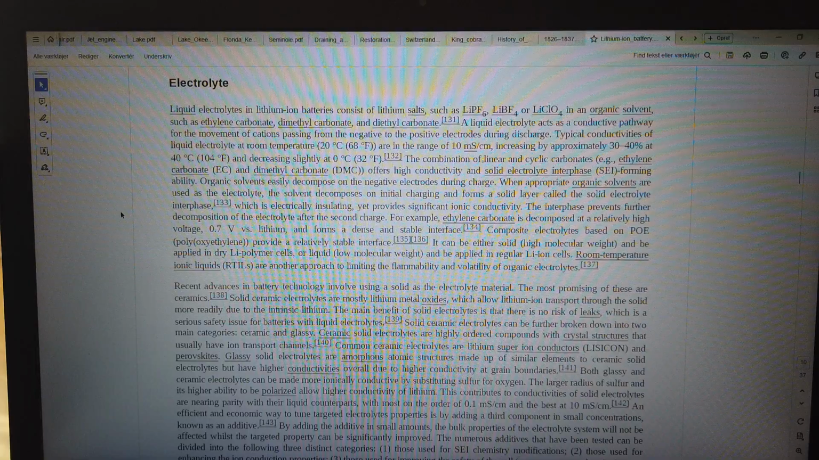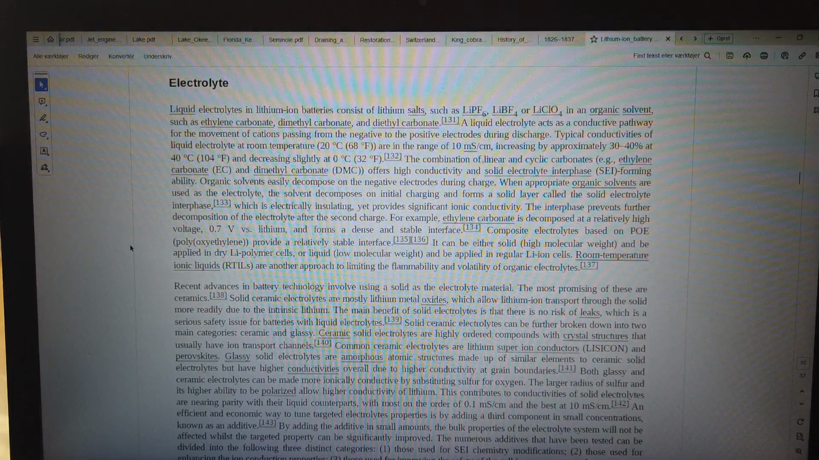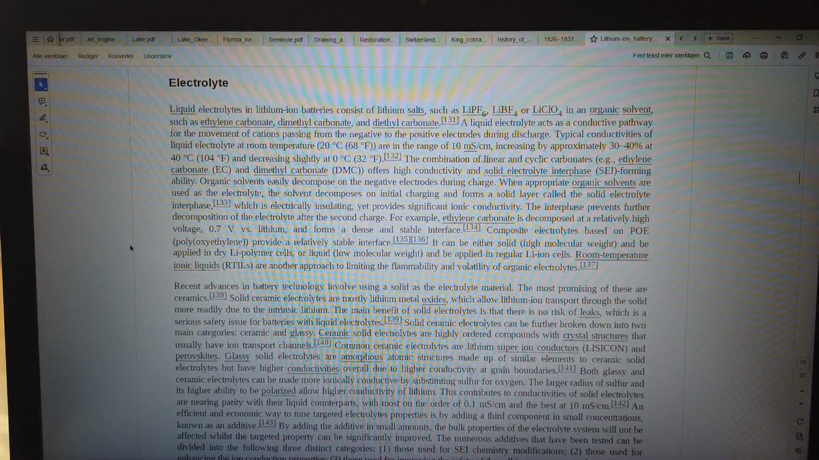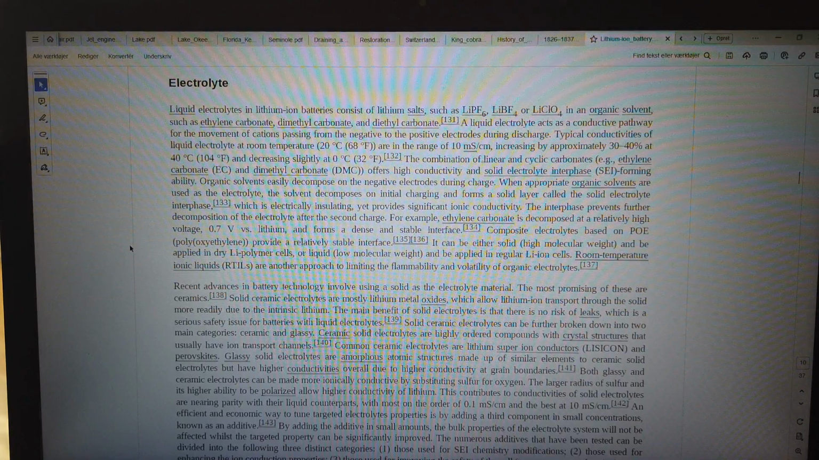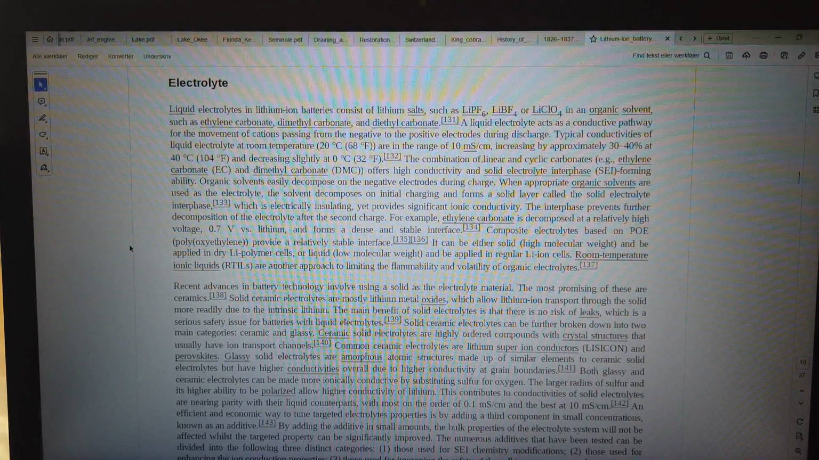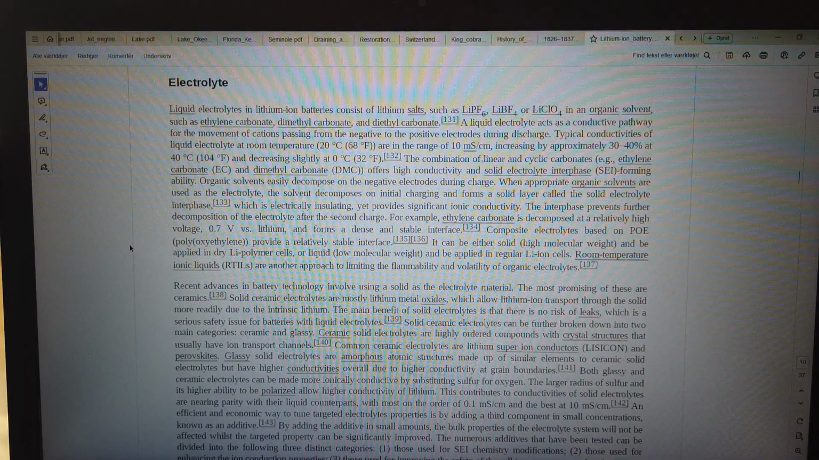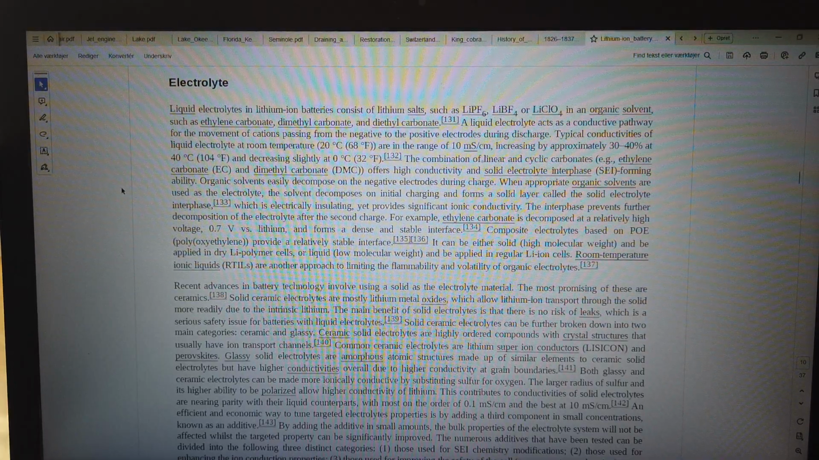134. Composite electrolytes based on poly-oxyethylene provide a relatively stable interface. 136. It can be either solid, high molecular weight, and be applied in dry polymer cells, or liquid, low molecular weight, and be applied in regular lithium-ion cells. Room temperature ionic liquids, RTILs, are another approach to limiting the flammability and volatility of organic electrolytes.